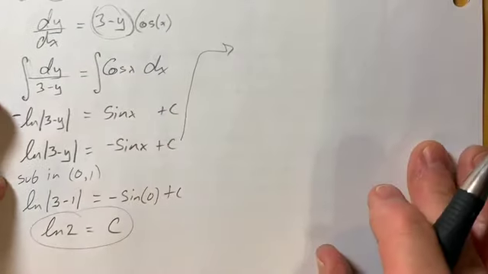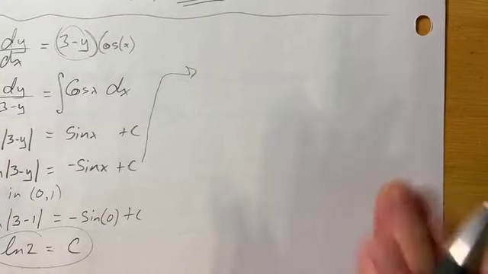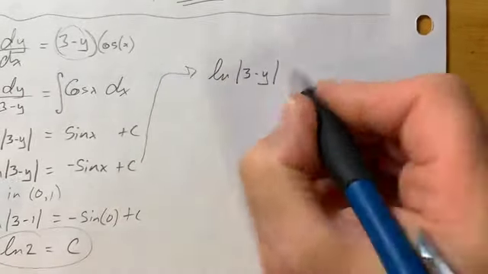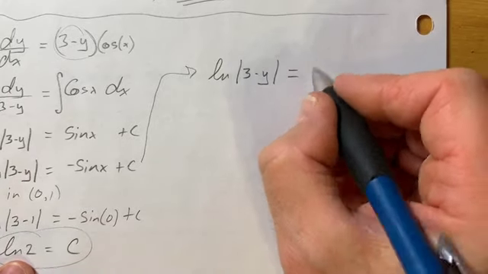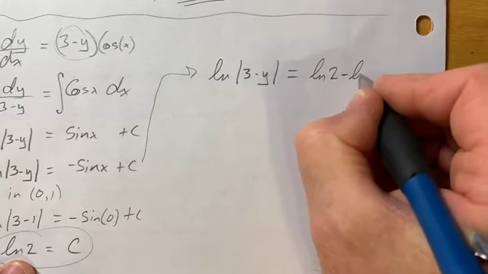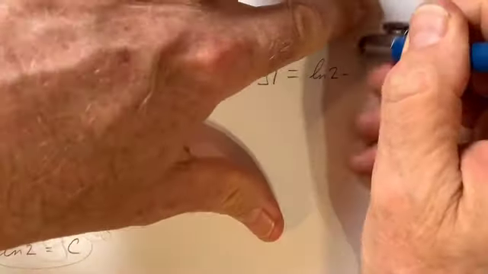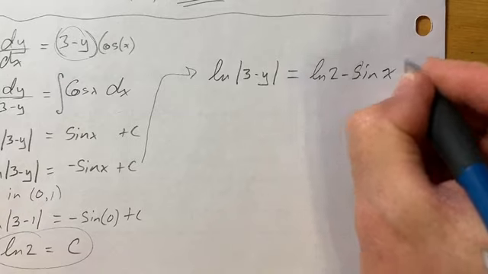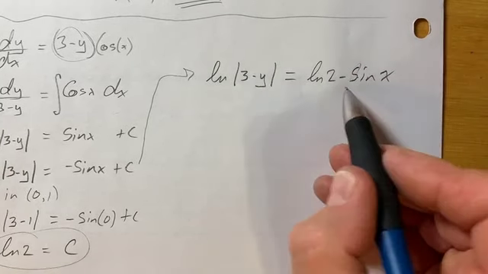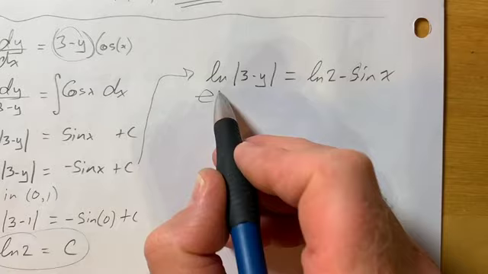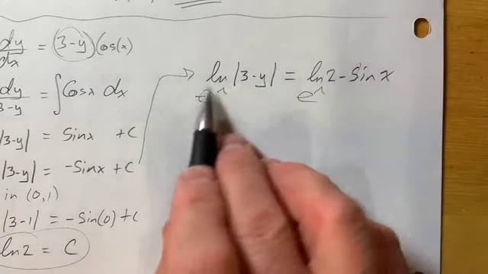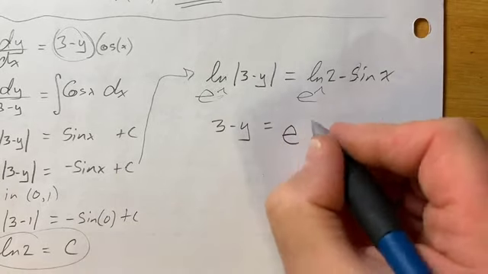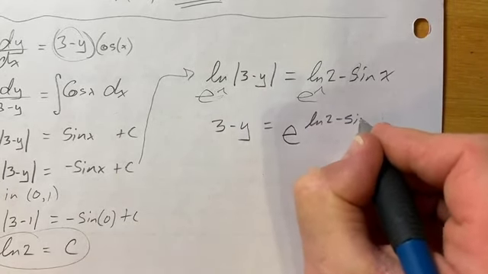Okay, so let's go back to maybe this stage here, and let's actually see if we can solve for y equals. So ln of 3 minus y is equal to ln 2 minus sine of x. There we go. Let's get rid of the ln. So this becomes 3 minus y equals e to the power of ln 2 minus sine x.